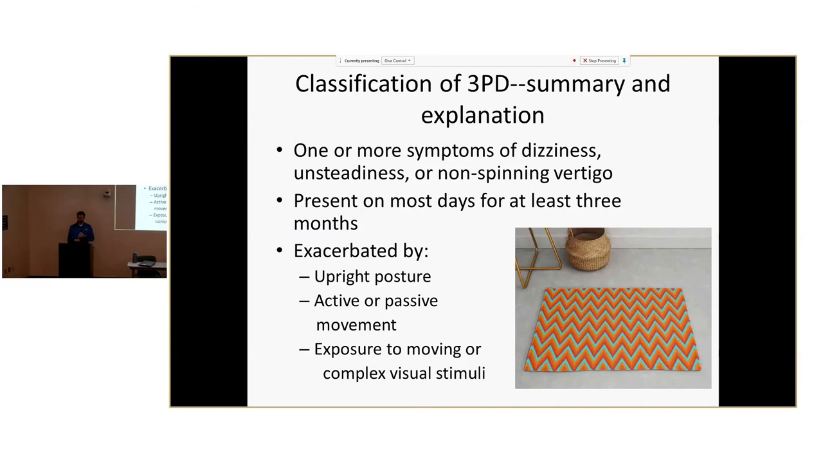So there are three or five criteria that I'm going to review for the diagnosis of 3PD. It's a clinical diagnosis. One of the things we should see is that most days they're dizzy. It has to be at least half the days out of the month. It has to be present for at least 3 months. I'm not quite sure why it needs that criterion. And we're going to talk a little bit about why we want to refer somebody to, say, cognitive behavioral therapy before it truly becomes persistent.